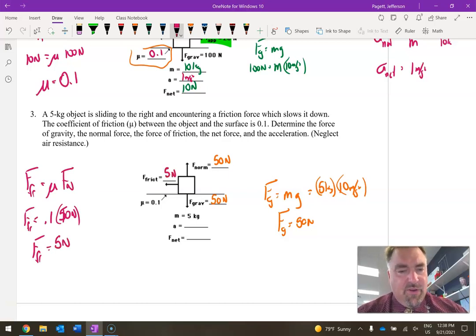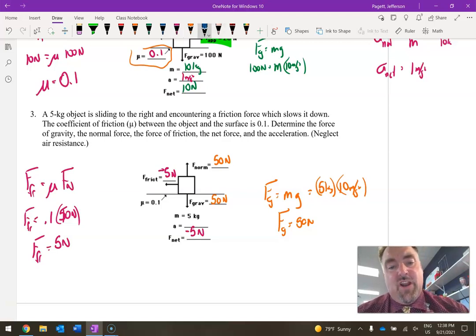Now coming back down here, they want me to find the net force. Well, my 50 up and my 50 down have canceled out. The only one I'm left with is the 5 newtons, which is the vector sum of all the forces acting on it. So my net force must be 5 newtons. Technically, because it's working on slowing it down, it would be negative 5, because it's opposing the motion.